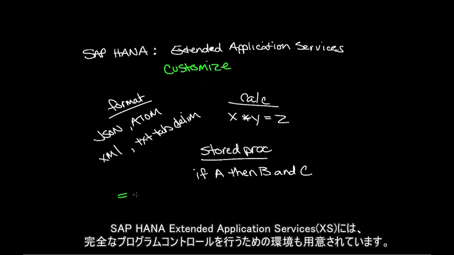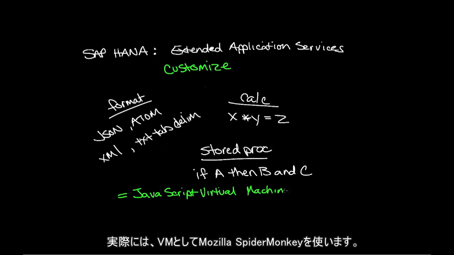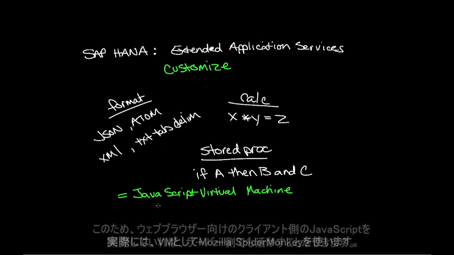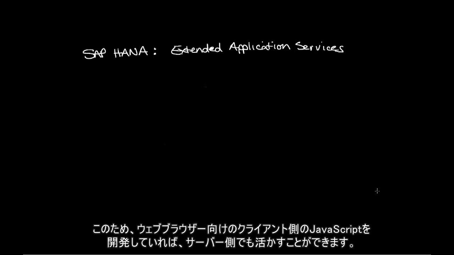environment inside of SAP HANA Extended Application Services. We have a JavaScript virtual machine inside the system as well. We actually use the Mozilla SpiderMonkey virtual machine, and therefore you can take the JavaScript skills that you likely already have from doing client-side development in the web browser and reuse that knowledge on the server side as well.